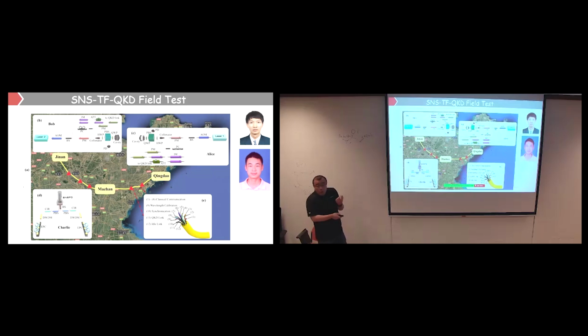From 1 to 8 is for classical communication, which transmits a lot of information. And then we have 9, 10, 11, and 12. For fiber number 11, we do the QKD. And number 10, we use for synchronization, and also for wavelength calibration.